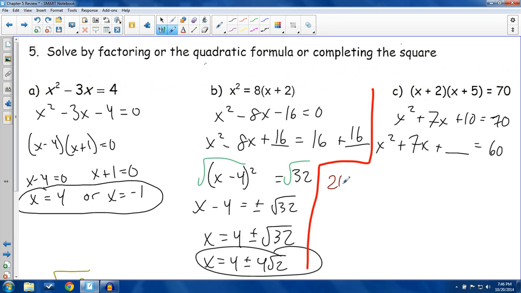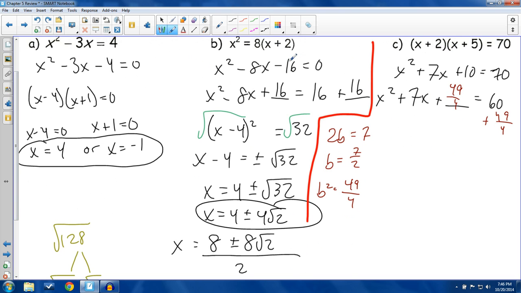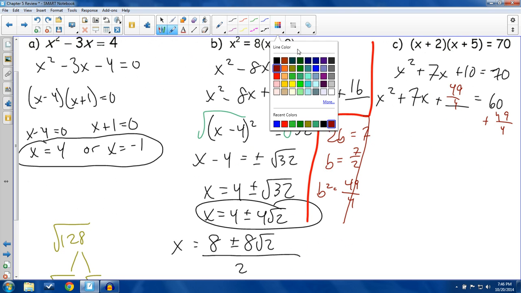Now here, let's check this out. If 2b equals 7, then b equals 7 halves. So b squared equals 7 squared over 2 squared. That's 49 over 4. So I add 49 over 4 on this side, so I'm going to add 49 over 4 on that side as well. Okay? Now, you're going to not like me for saying that this can also be solved by factoring. But I want you to see that you can do this problem by completing the square.